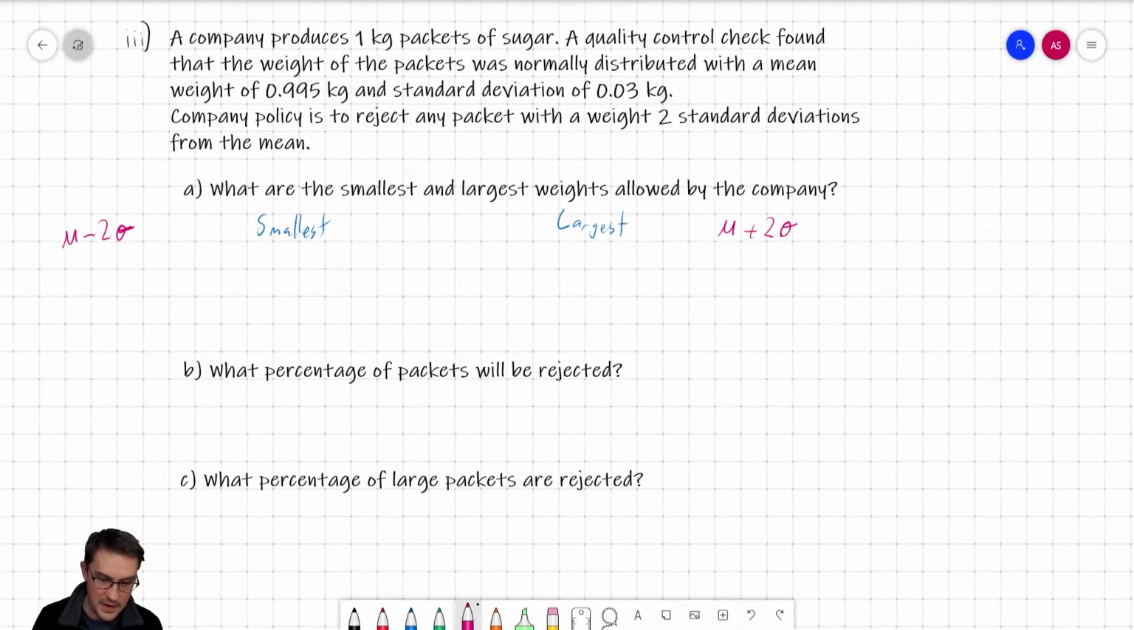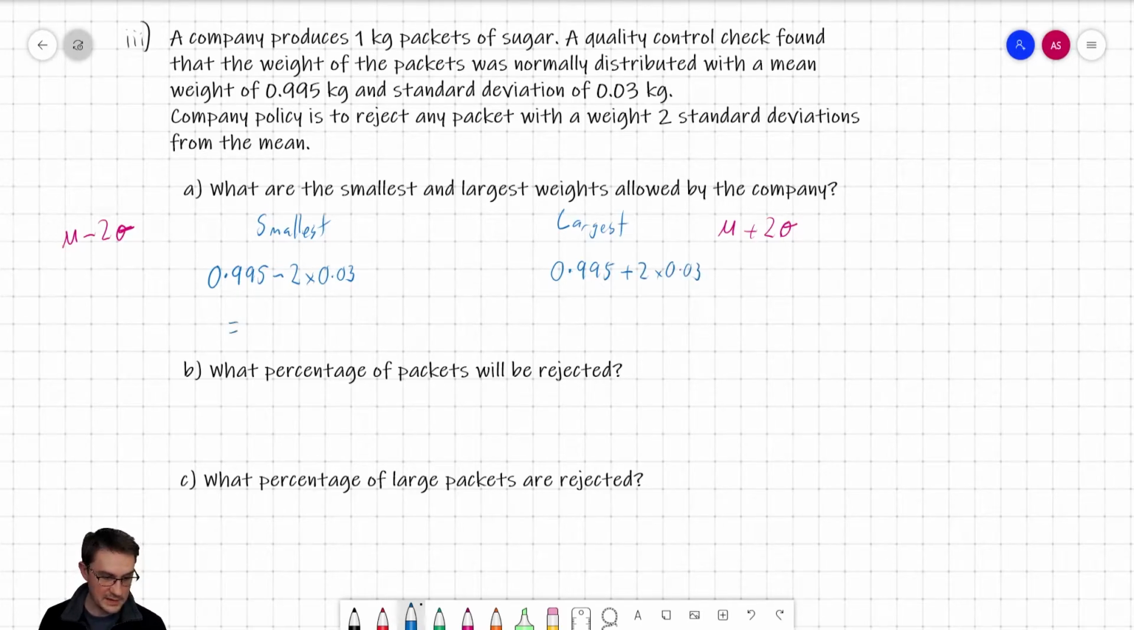So as we go about this, it's just a matter of doing some substitution here. We know that the mean in this case is 0.995. So we're going to have 0.995 minus 2 times 0.03, because that's the standard deviation. The largest one will be 0.995 plus, this time, 2 times 0.03.